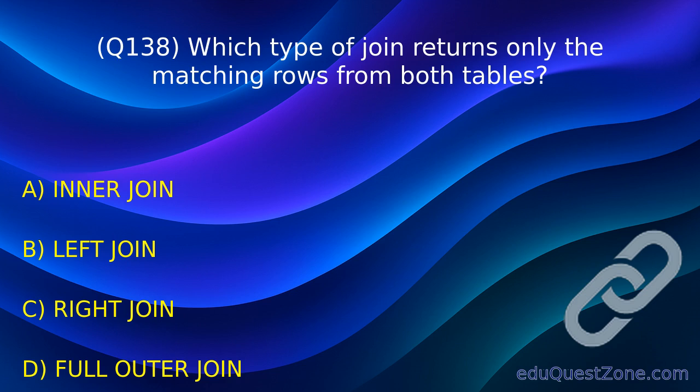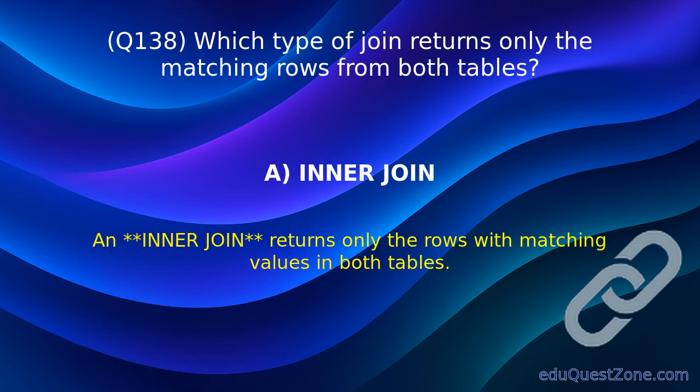Question number 138. Which type of join returns only the matching rows from both tables? Option A, inner join. Inner join returns rows that have matching values in both tables.